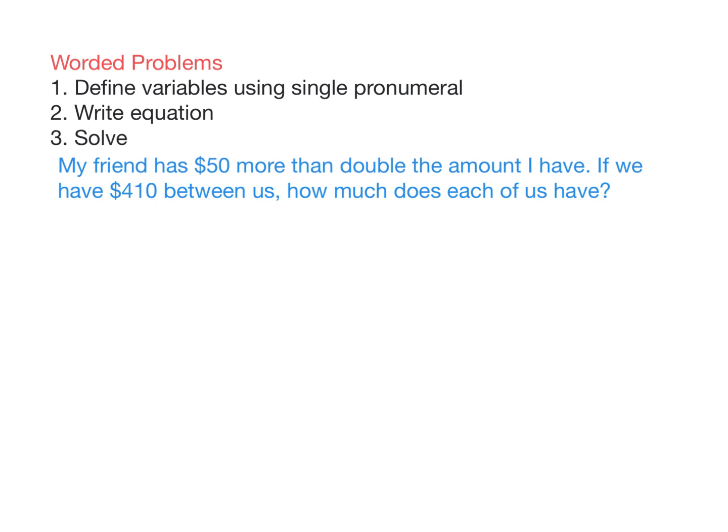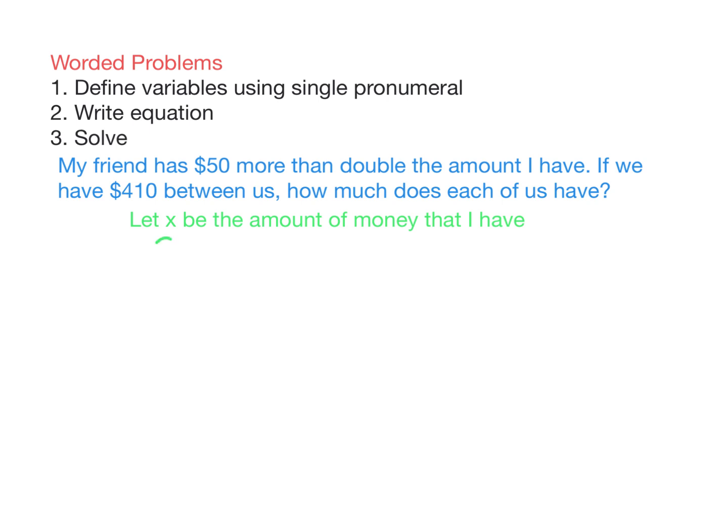That means you let x be one of the things you're trying to find. So I'll let x be the amount of money I have, but I also need to write an expression for how much my friend has. But here, where it says using a single pronumeral, that means I have to use x. I can't use y to define how much my friend has. We don't know how to solve equations with an x and a y. So I need to write how much my friend has in terms of x.